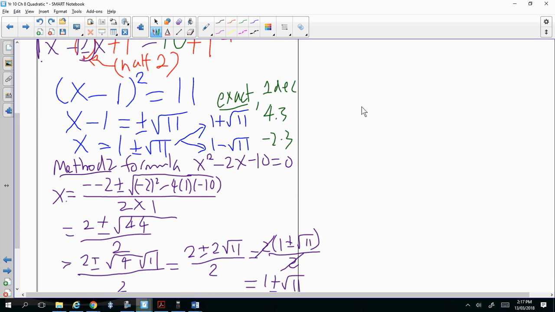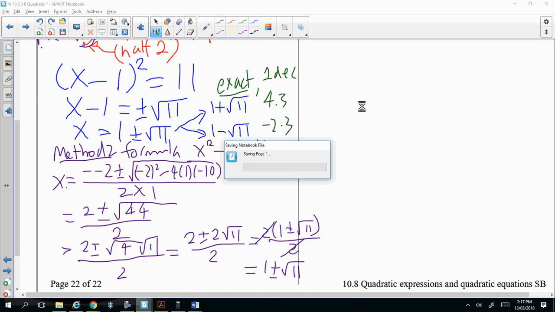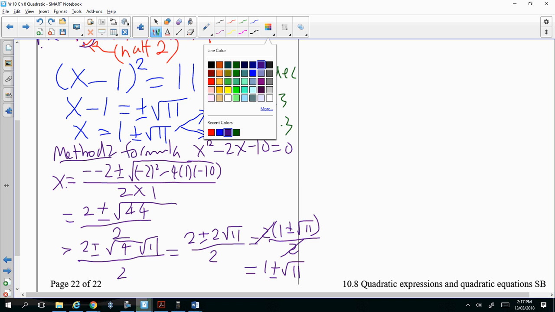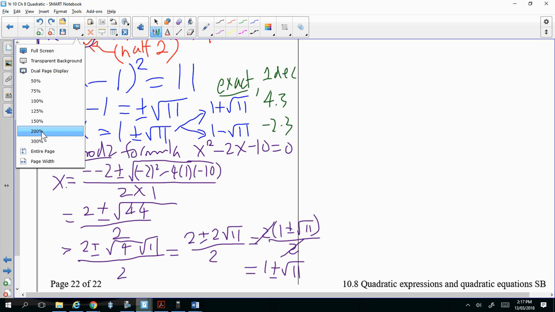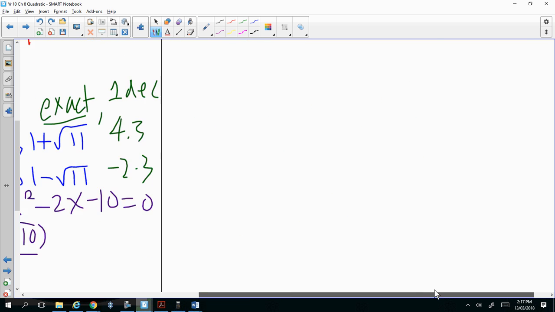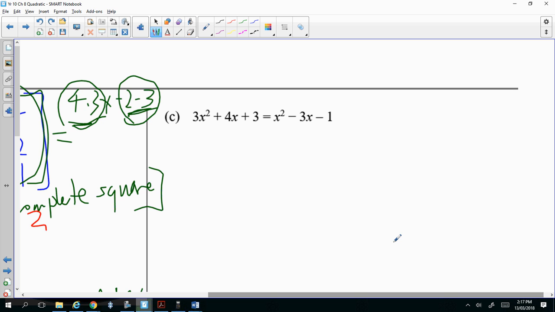Okay, hopefully you got everything down. And then we're going to go to the next one. Okay, the next one, you have to move all terms to the left. So subtract x squared from both sides. So you get 2x squared plus 3x, plus 1, equals 7x minus x squared plus 3x, plus 1, you get 4. Okay, you get this, right?